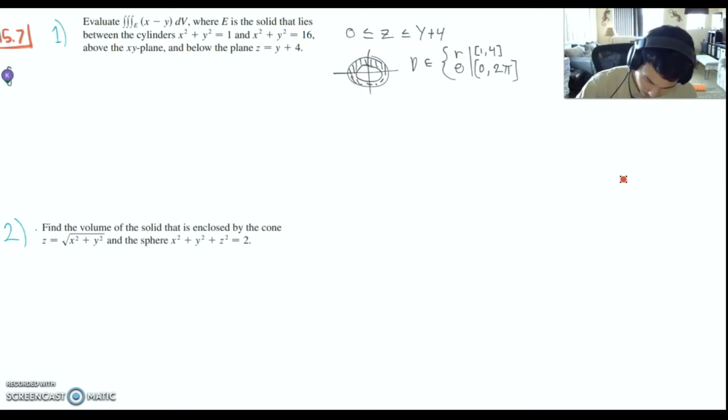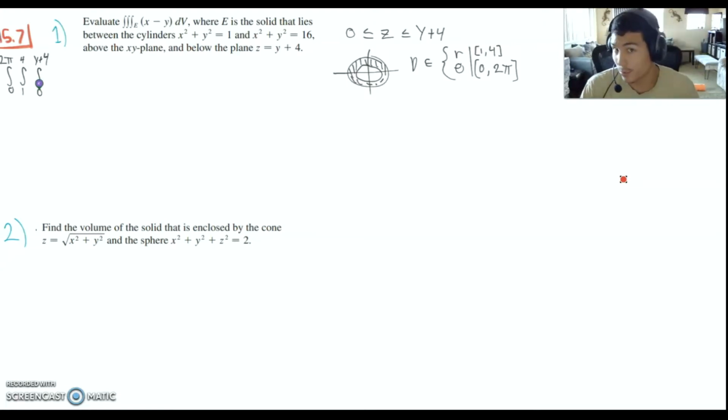Do the integral. I always like putting the pi on the back. Why? Because I don't want pi's floating around later. And we got 4, 1, and y plus 4. Nope. Should be 0 right here.